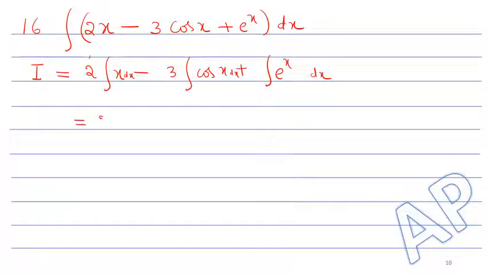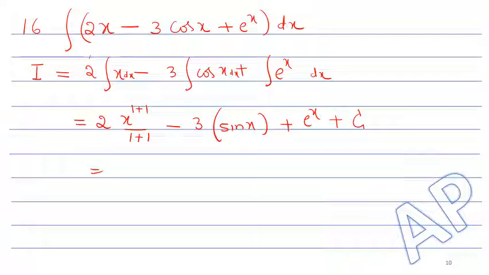Now which is 2 into integral x is x to the power of 1 plus 1 by 1 plus 1 minus 3 into integral cos x is sin x plus integral e to the power of x is e to the power of x plus constant of integration, that is 1 plus 1 2, 2 is eliminated here. So I have x square minus 3 sin x plus e to the power of x plus c.